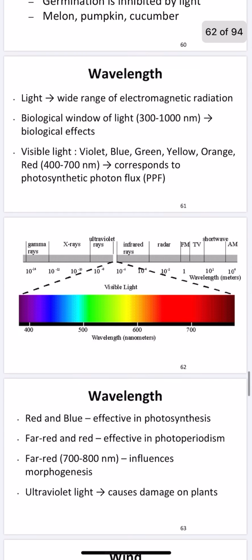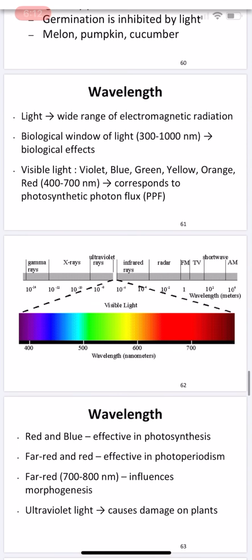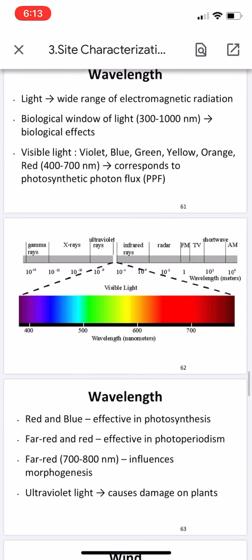So another one is the wavelength. Light has a wide range of electromagnetic radiation. And the biological window of light ranges from 300 to 1000 nanometers. That can cause biological effects or growth and development, not only to plants but also to all living organisms. So we call them, as you can see, this is the wavelength of light.